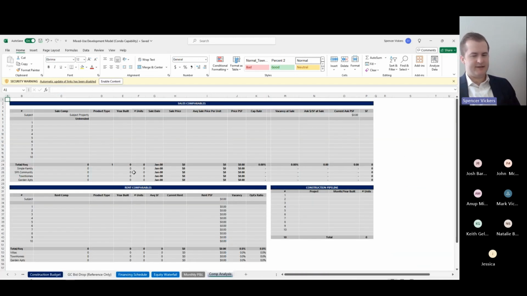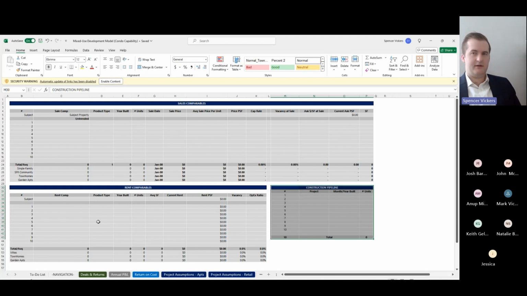And then the last tab is a comps analysis tab. This is a place where you can put in your sales comps information, your rent comps information, and then your construction pipeline. All of this will help inform your rents on the rent side, your market cap rate on the sale side, and average sale per unit that you should be targeting. And then the construction pipeline can help inform concessions and relative rent levels that you want to be at. So that's the basis of the model.